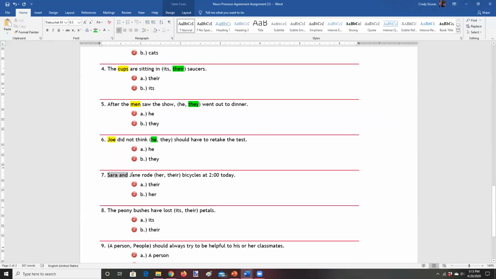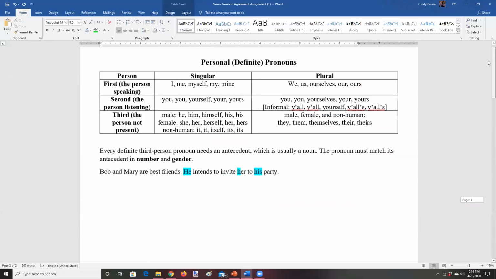This one we have two people in our group, Sarah and Jane. They're both girls, but that doesn't really affect us because we don't care about gender when it's plural because after all, we just have one form.